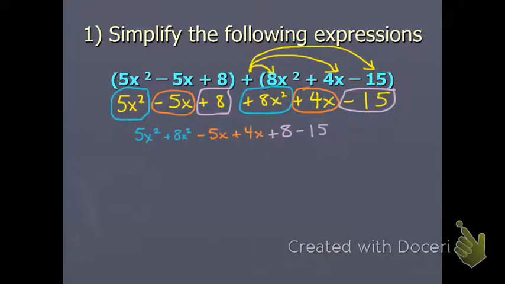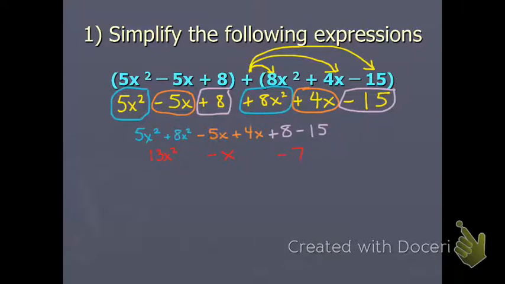And now we're going to simplify. 5x squared plus 8x squared is 13x squared. Negative 5x plus 4x would be negative x, or minus an x. Positive 8 minus 15 would be negative 7. And we have simplified the polynomial expression from above, basically combining like terms.